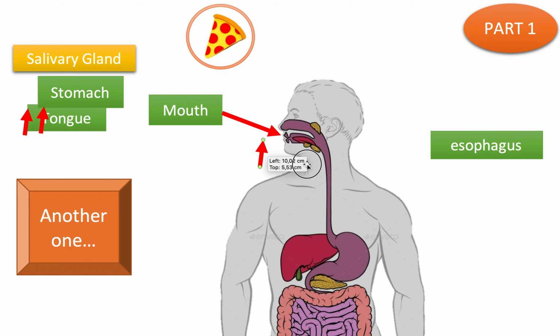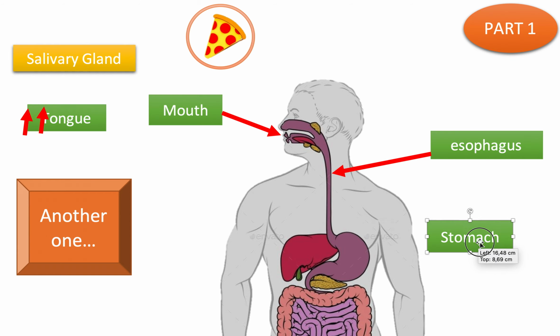So the esophagus, if you don't know what this is, it's basically a pipe connected to your mouth that carries the food that you just ate down towards your stomach. Okay, so it's just a long tube, a pipe. Don't worry about the function yet because we're going to get to that later.